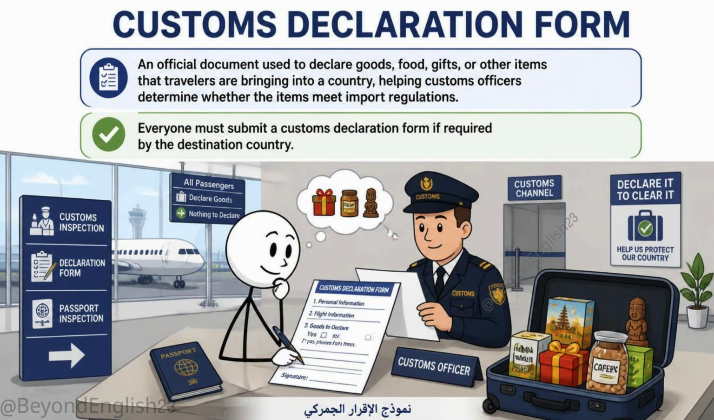12. Customs declaration form. A customs declaration form is a document where travelers report certain items they are bringing into a country, such as food, goods, or valuable items, according to customs rules. Example: I completed the customs declaration form before arriving at the airport.